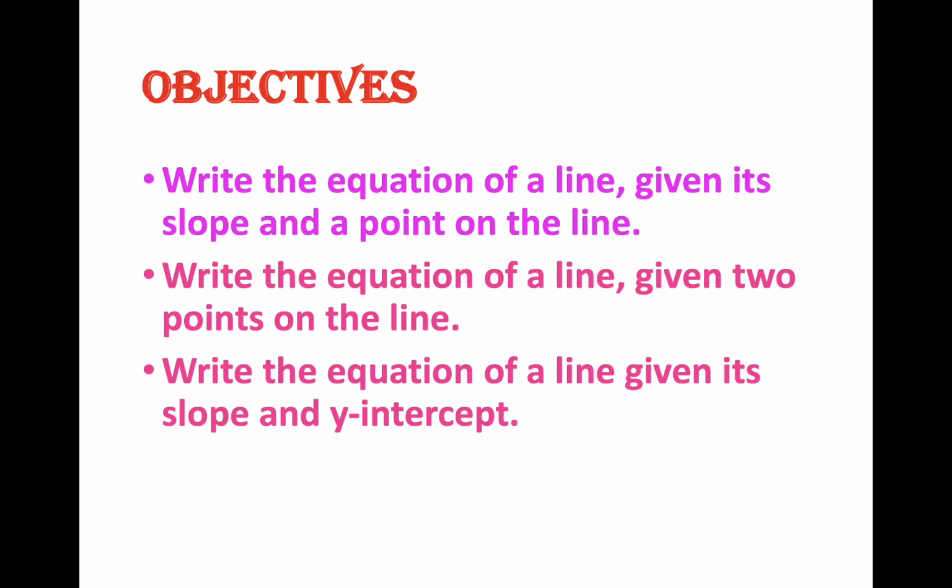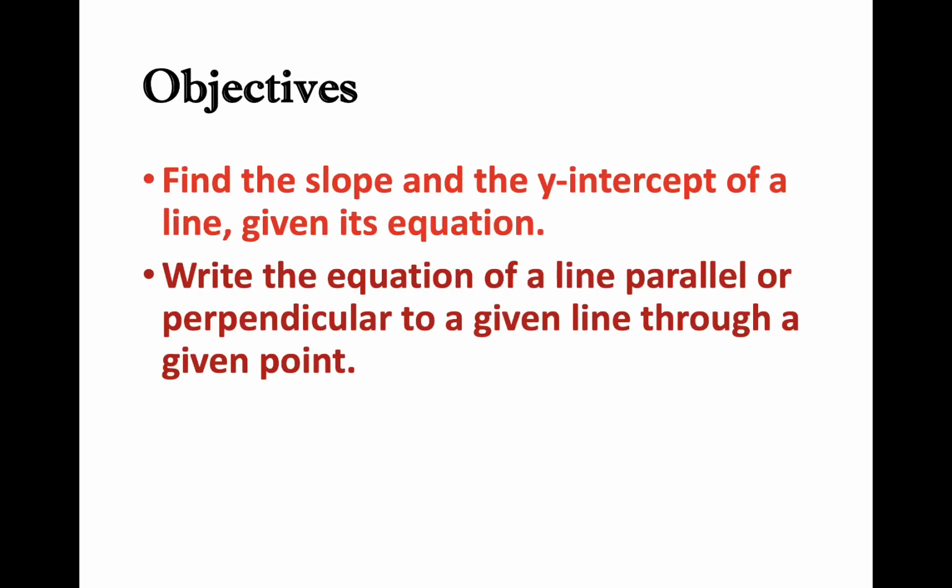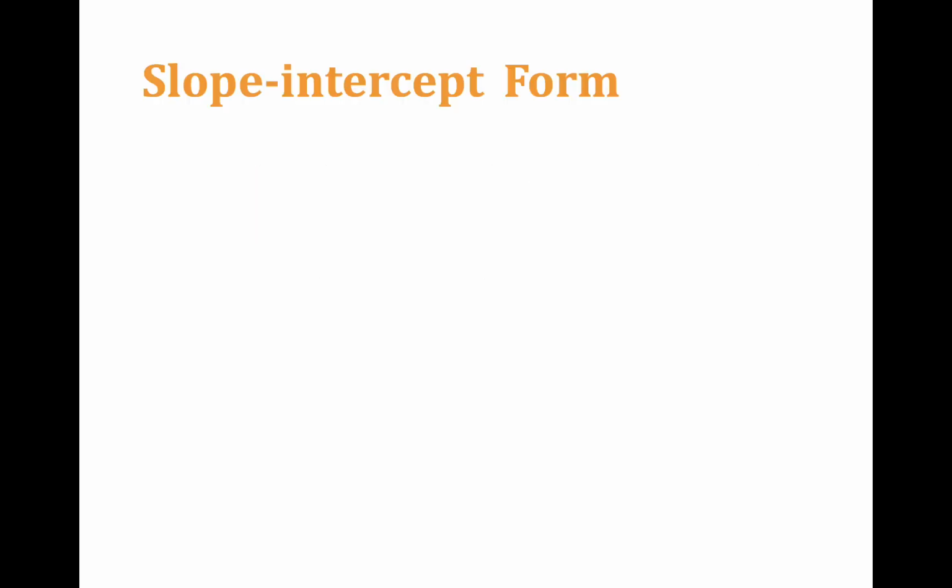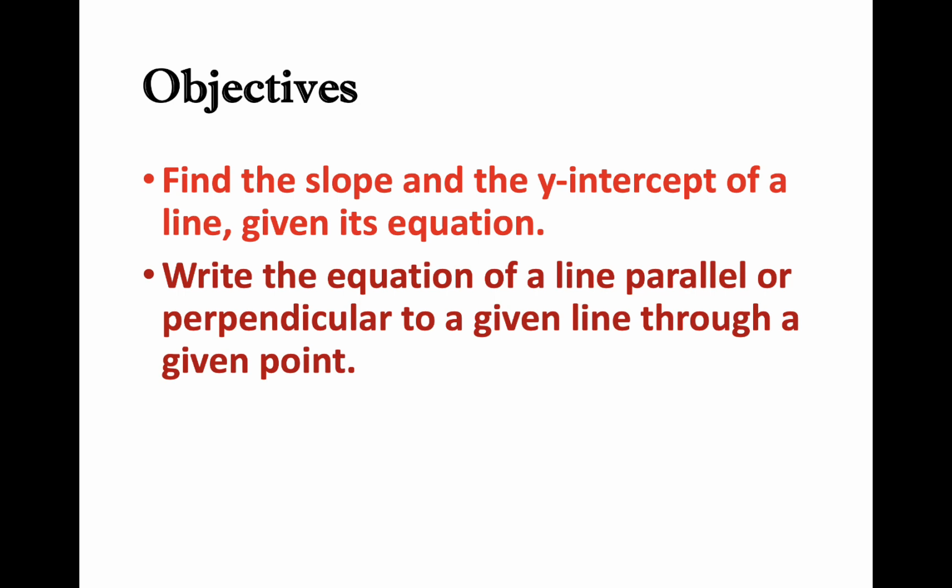For the equation of a line, the objectives are: write the equation of a line given its slope and a point on the line, or write the equation of a line given 2 points on the line, or write the equation of a line given its slope and y-intercept. So there are objectives. We have to find the slope and the y-intercept of a line given each equation, and then write the equation of a line parallel or perpendicular to a given line through a given point.